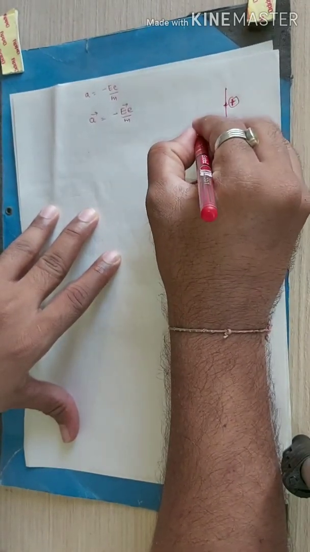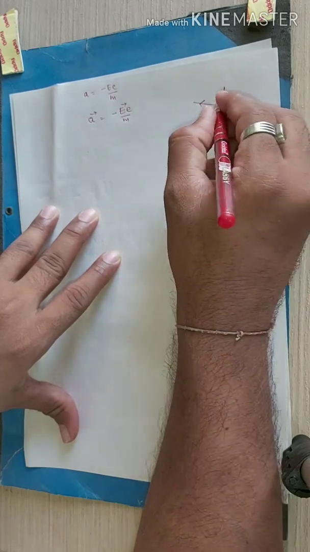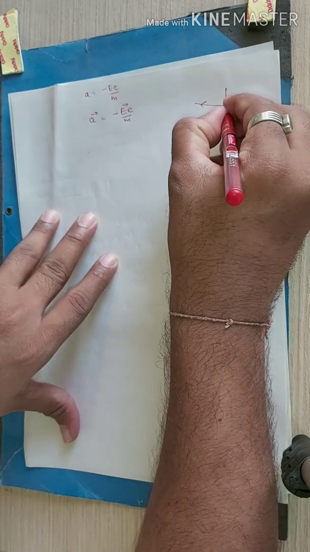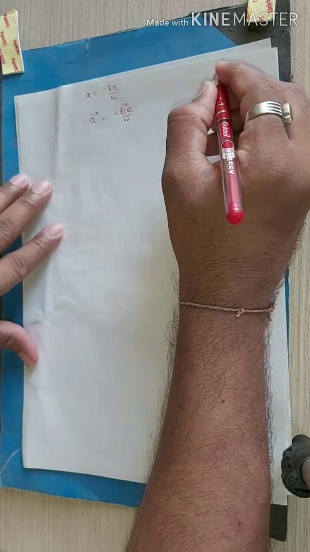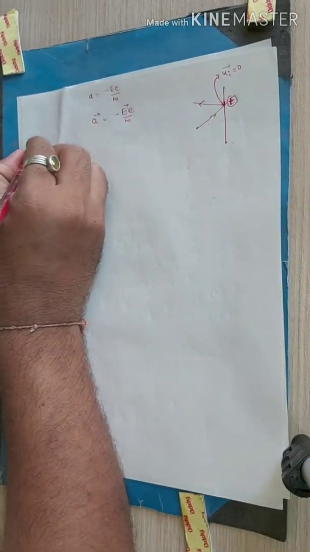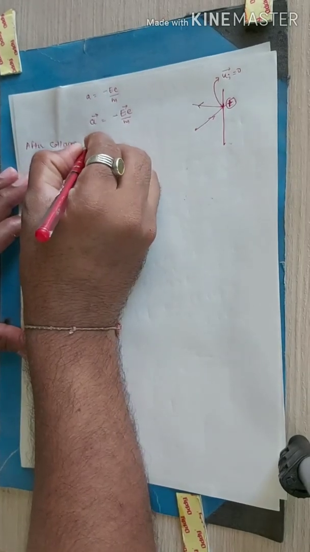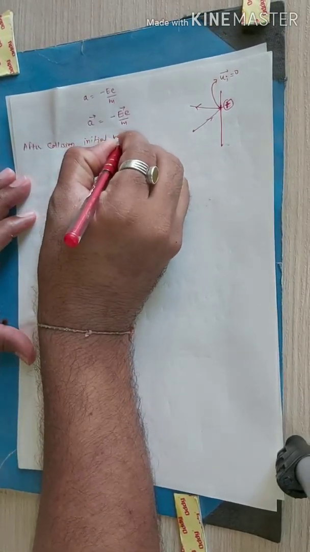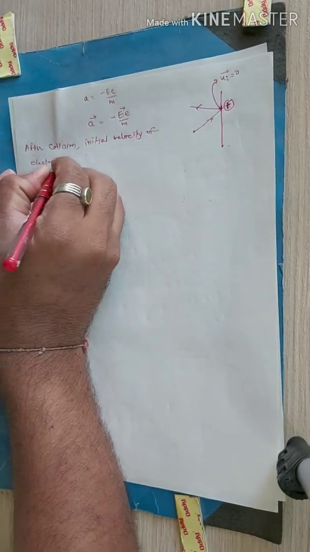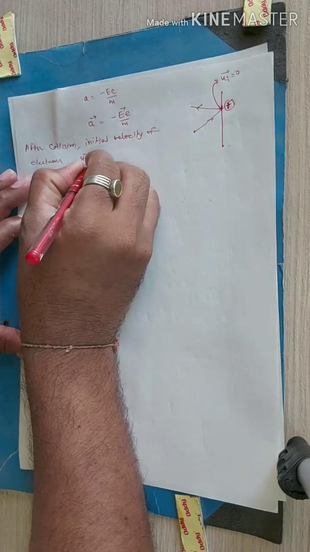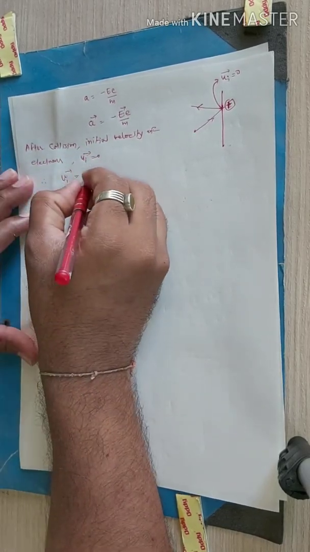Now we have seen this concept that suppose this one is a positive ion and the electron collides with this positive ion, then it will move back. So after collision, this electron has an initial velocity ui equal to 0.